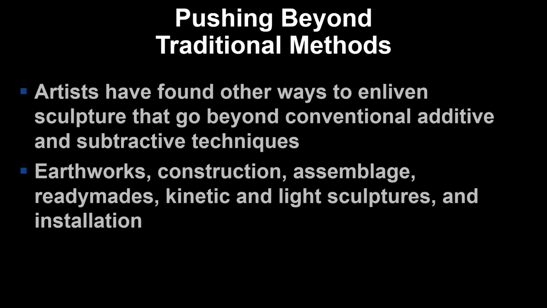So pushing beyond traditional methods, artists have found other ways to enliven sculpture that go beyond conventional additive and subtractive techniques. Earthworks, construction, assemblage, ready-made, kinetic and light sculptures, installation, and on and on. As you probably know by now, art can really be made with anything. It doesn't have to be limited to these traditional materials. Although a lot of traditional materials are still used because we know they work, we know they last. And some of the materials we'll be discussing aren't necessarily what we call archival. They don't necessarily have a long life.